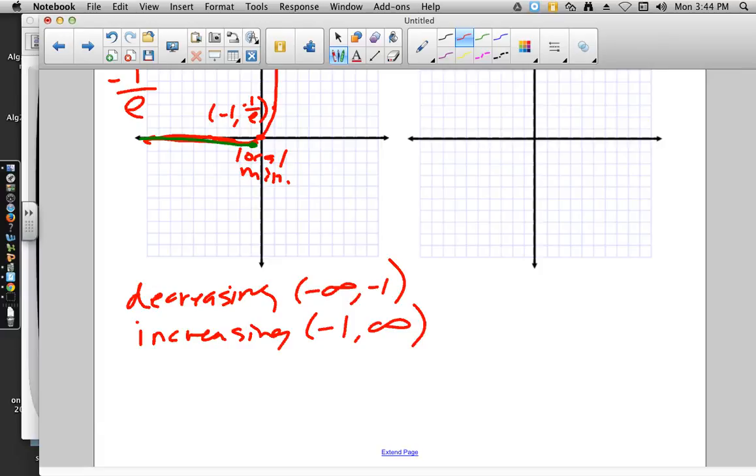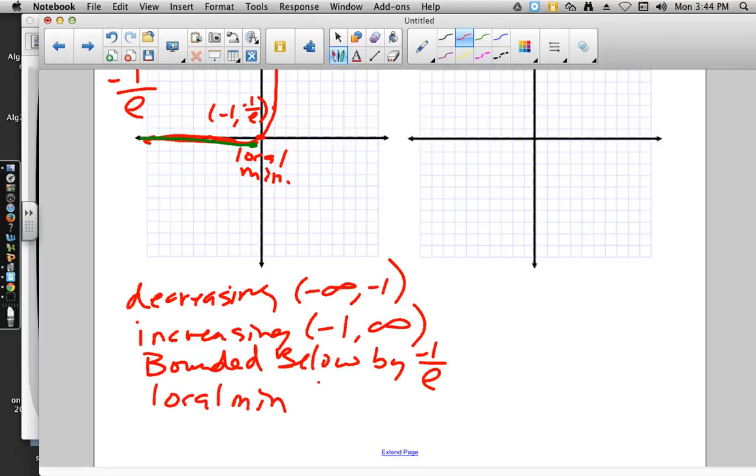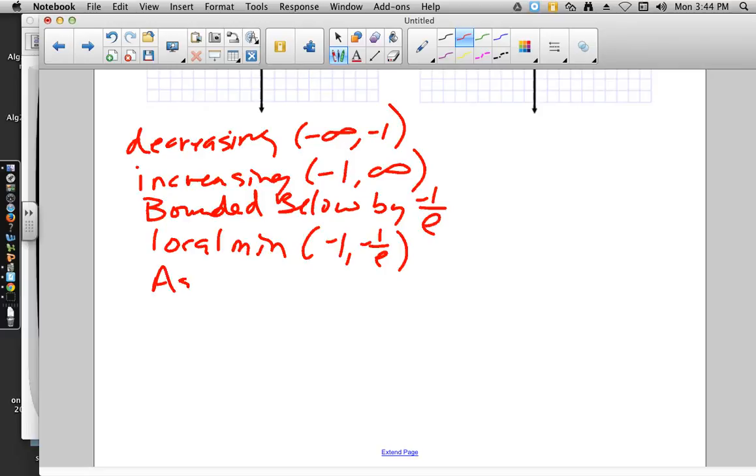And then we are bounded below. We did have a lowest point. And that lowest point is going to be negative 1 over e. That is our lowest y value. We do have a local min. And again, that's at negative 1 over e. And then our asymptote is y equals 0. It was approaching that asymptote when we went through there.